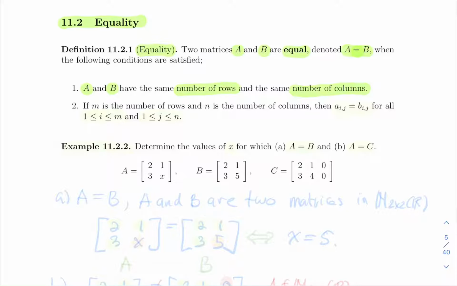And then when they have the same number of rows and the same number of columns, they're going to be equal if their entries in their respective positions are equal: Aij is equal to Bij for all i between 1 and m, where m is the number of rows, and for all j between 1 and n, where n is the number of columns. So same size, and all the entries are equal in their respective position. Very similar to the definition we had for two vectors in R^n.